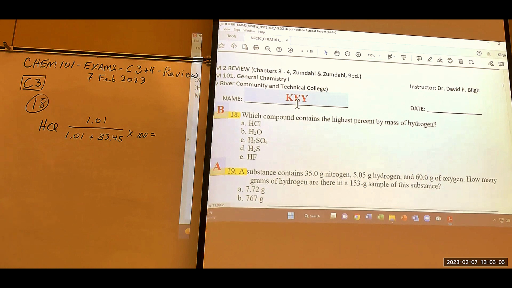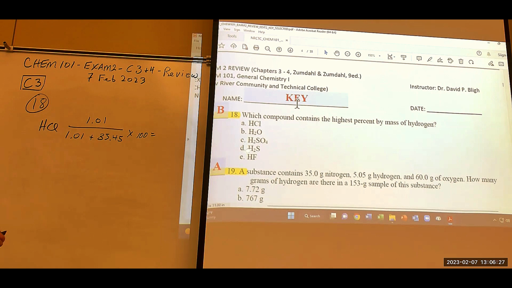Now, does that make any sense? When you compare the others, this is massively huge for hydrogen. This one's got 2 hydrogen. That's a pretty good candidate. This one's got sulfur stuck in there, so hydrogen is going to be a pittance.